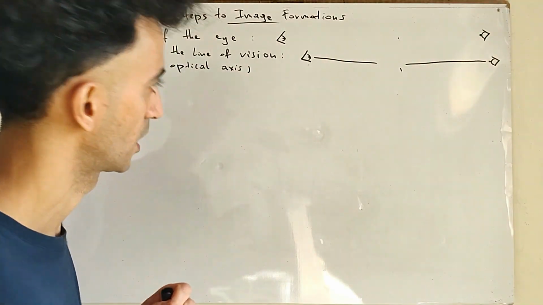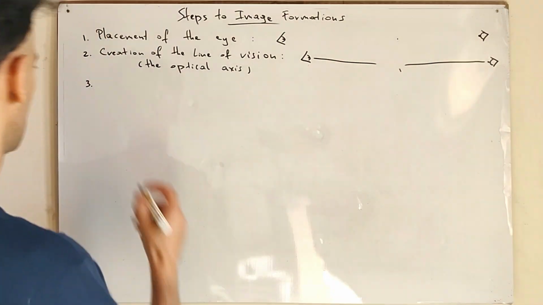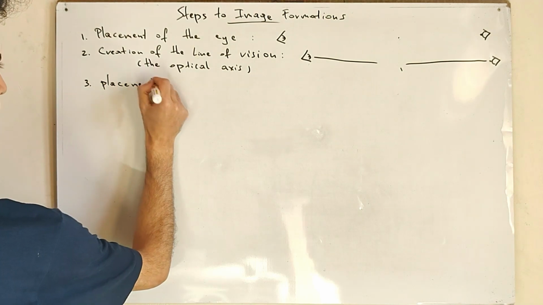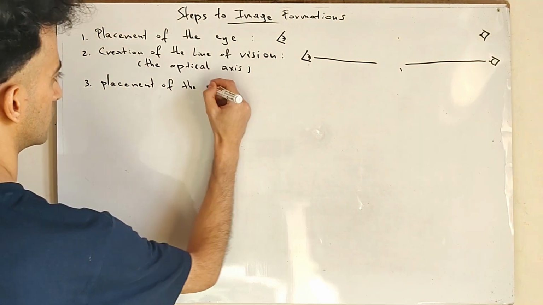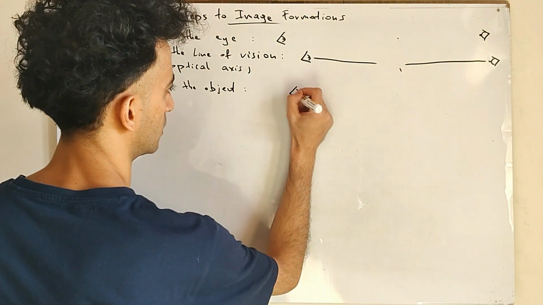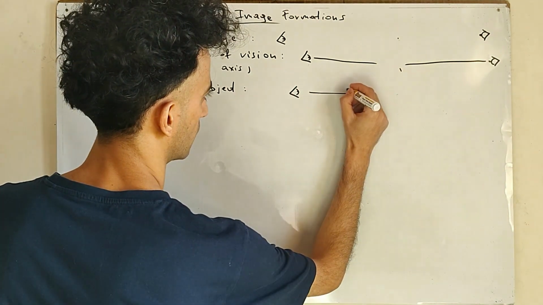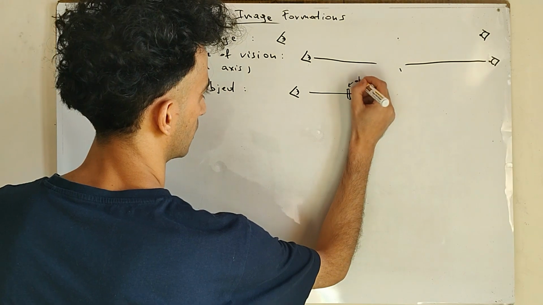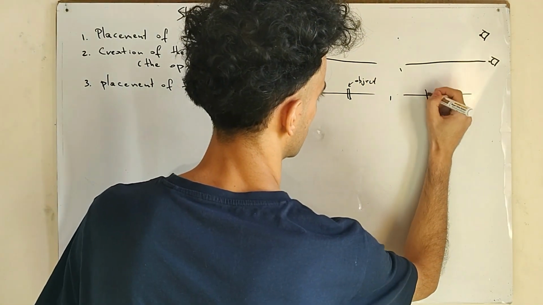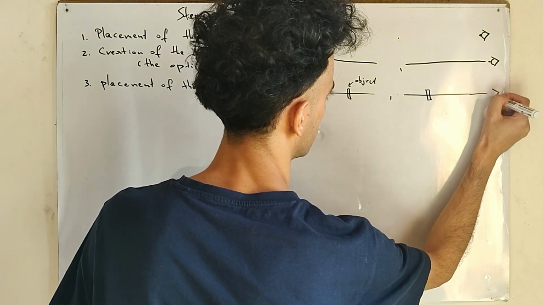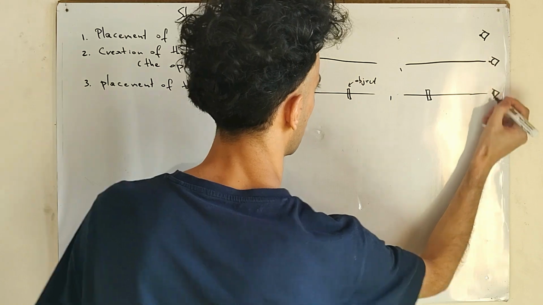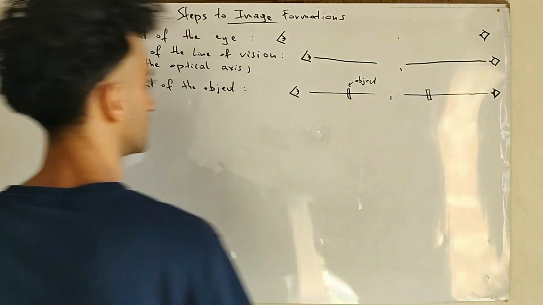Third, well, what are you looking at? Placement of the object. Where's the object? Well, along the line of vision. Somewhere on that so-called optical axis. Okay?